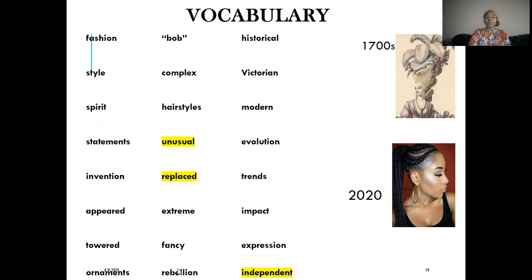Now I noticed that the word rebellion has the RE in it. However, that is not a prefix. That is part of that word. So just because you see RE or IN or EX, as in these words, invention and expression and rebellion, does not necessarily mean that it is a prefix. You have to be able to take the prefix away and still have a word that stands alone.